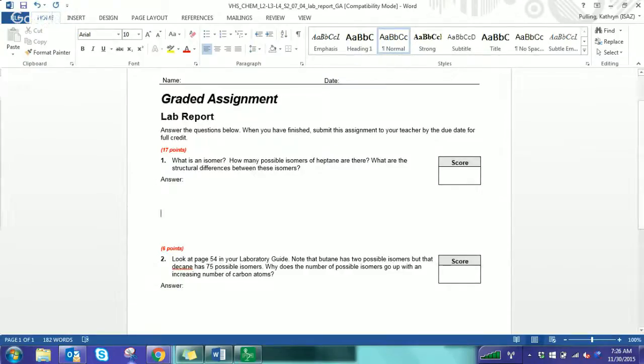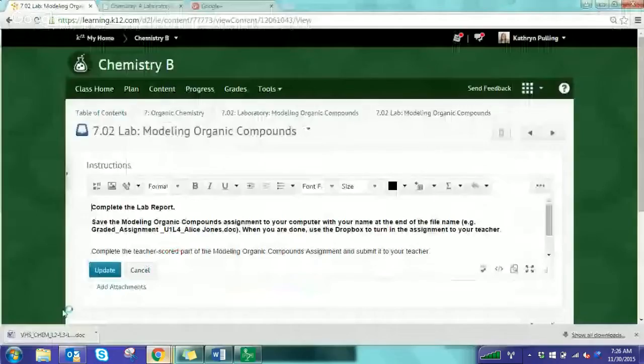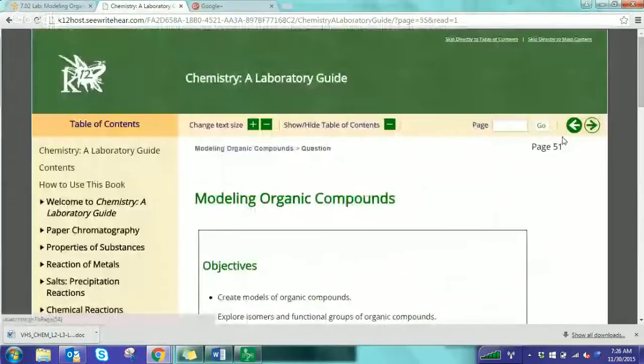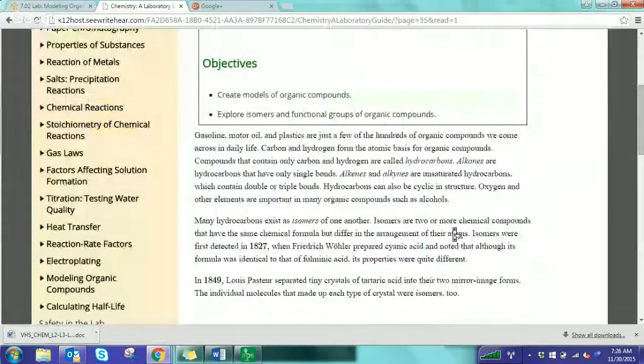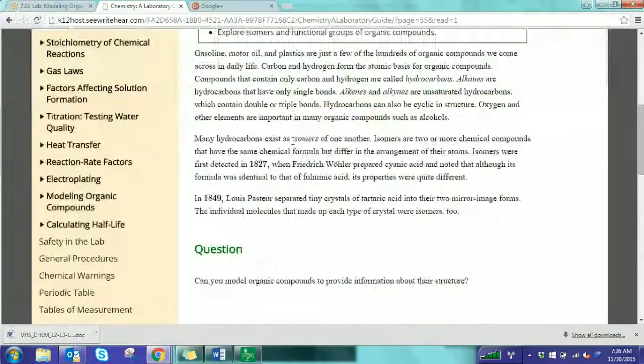So if you open up your lab manual, which I have a version of here on the computer. So here's your objectives. This part in here, particularly understanding what the word isomer means, is a good thing you want to read and get out of here. All right. And we'll talk about isomers and I'll show you some examples of that as we get going.